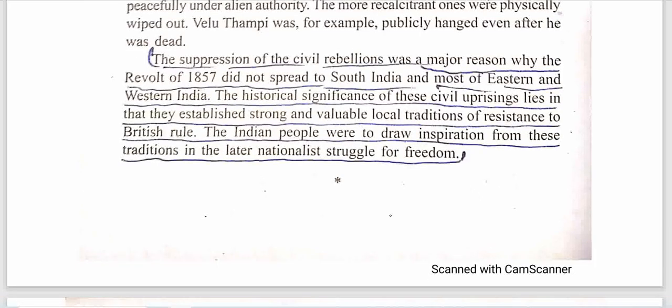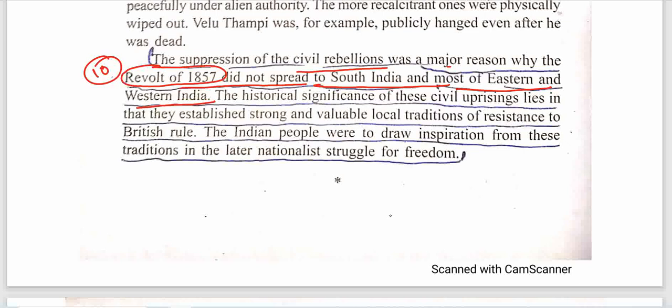Let's go to the next paragraph. The suppression of the civil rebellions was a major reason why the revolt did not spread to South India, most of Eastern and Western India, during the revolt of 1857. This is highly important. I will definitely add it as the tenth point.